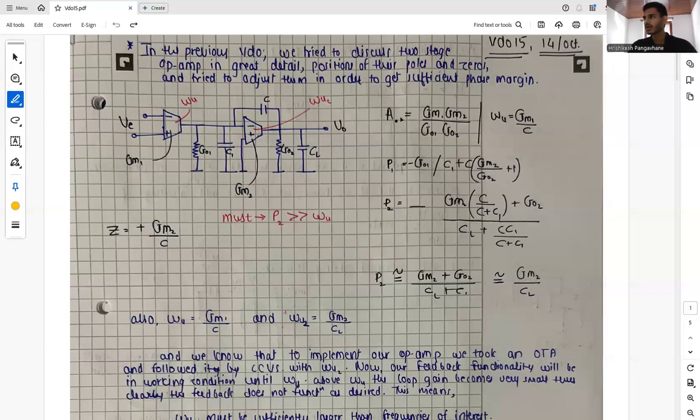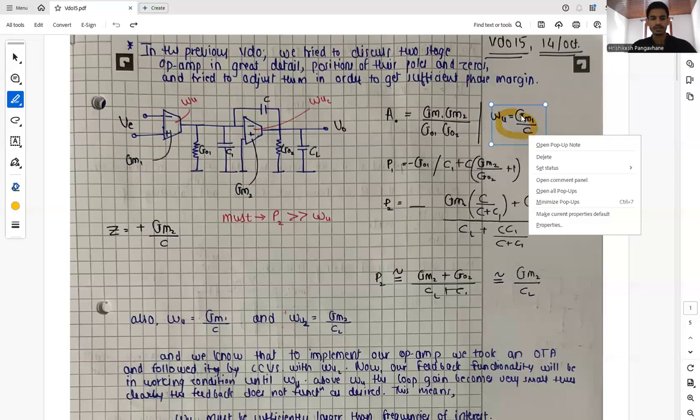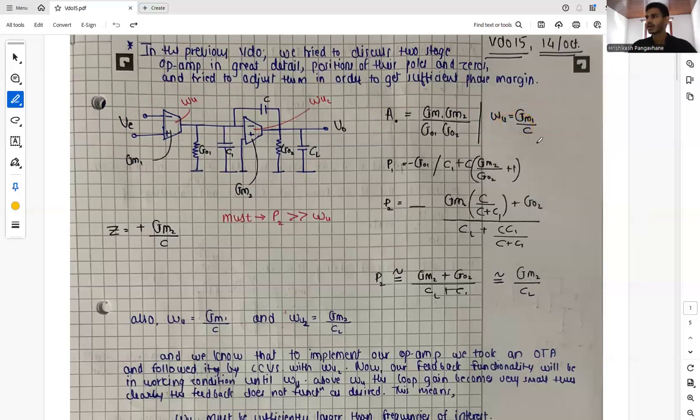For this circuit, we have our DC gain, which is basically gm1 gm2 by go1 go2, and where omega u lies at gm1 by C. So we have our first pole intuitively at this position, and our second pole intuitively comes at this position. Our pole is nothing but some conductance divided by some capacitance, and intuitively we can break down our P2 like this. We know that CL is very much greater than C1, and gm2 is very much greater than go2. So intuitively we can say that our P2 lies at gm2 by CL.